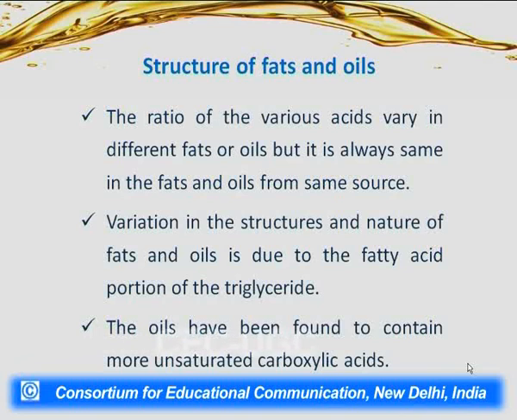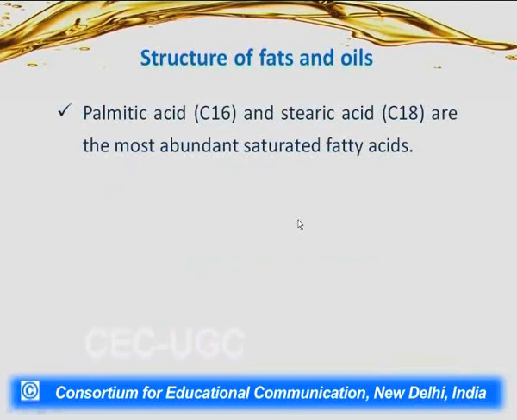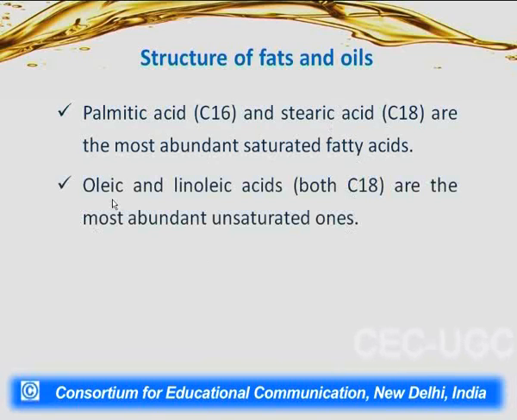And the oils have been found to contain more unsaturated carboxylic acids than fats. Fats have more saturated fatty acids. Palmitic acid, which is a 16 carbon acid, and stearic acid, an 18 carbon acid, are the most abundant saturated fatty acids. So, wherever saturated fatty acids are present in fats, out of those acids which I listed before, these two are very common. And then oleic acid and linoleic acid, both C18, that is 18 carbon unsaturated acids, are the most abundant ones.